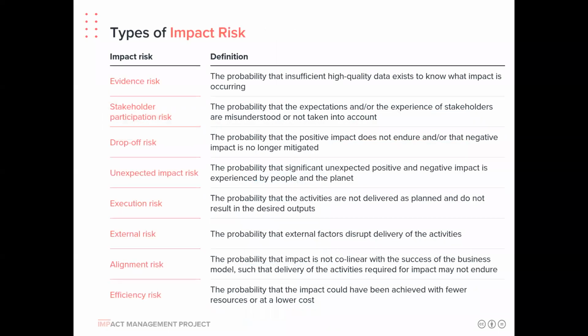If you then go to the next slide, Joe, this is just for you to take away and have a look at. We haven't talked about impact risk as much, which was that fifth dimension, but we facilitated very useful conversations about risk, and there were 9 types of impact risk which came up time and time again as being relevant for companies to consider.